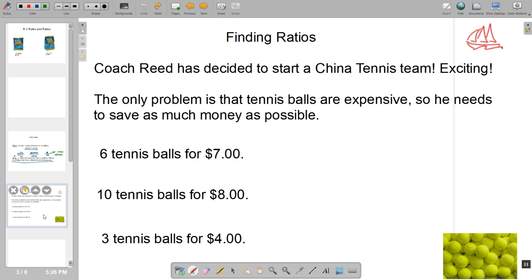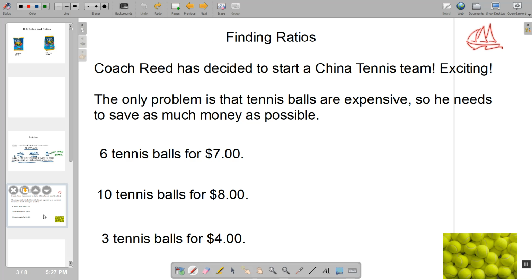So let's do some real-world examples where we can use ratios to help us solve problems. So Mr. Reed has decided to start a tennis team. That's exciting. Tennis is pretty awesome. The only problem is that tennis balls are really expensive. Well, and if you hit tennis balls like Mr. Schmidt does, that means they're going to be going over the fence and they're going to be gone forever. So he needs to save as much money as possible.